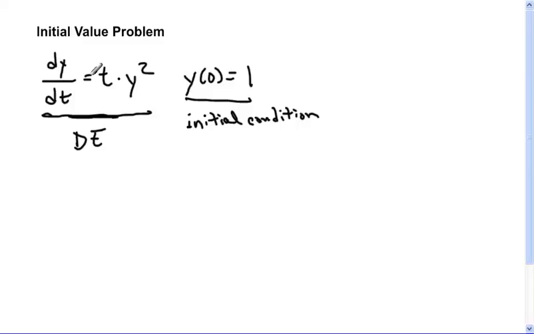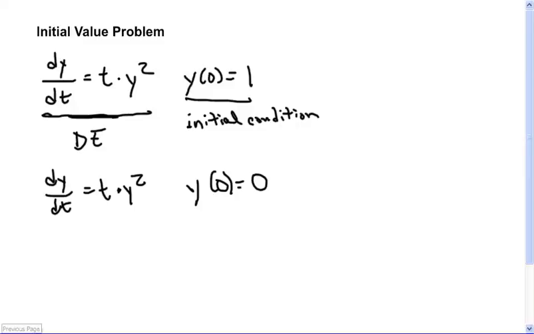So we could have the same differential equation with a different initial condition, and we will get a different answer when we learn how to do these. So same differential equation, but maybe now we'll start at 0. Y of 0 equals 0.